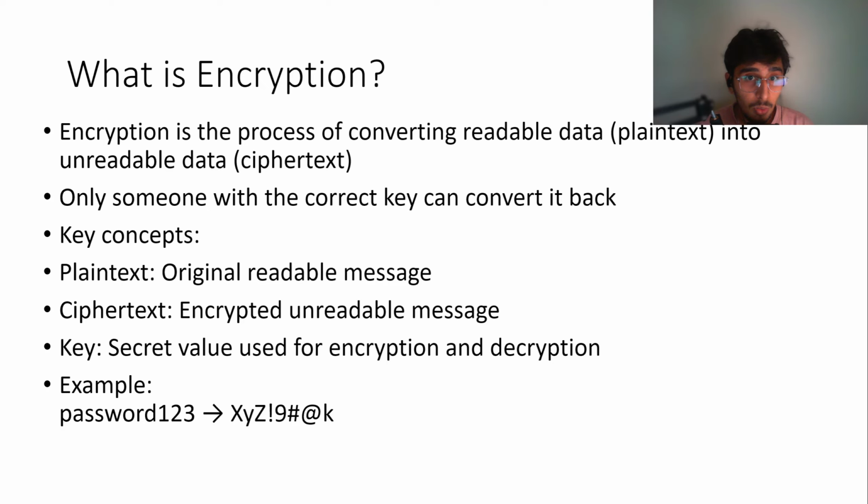So, first, what is encryption? It is basically a way of taking readable data called plain text and converting it into something unreadable, which is called ciphertext. So even if someone intercepts it, they won't understand anything. To turn it back into normal data, you need a key.